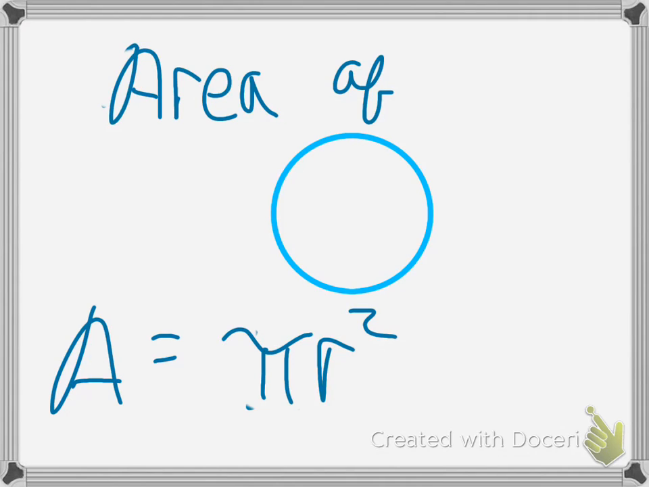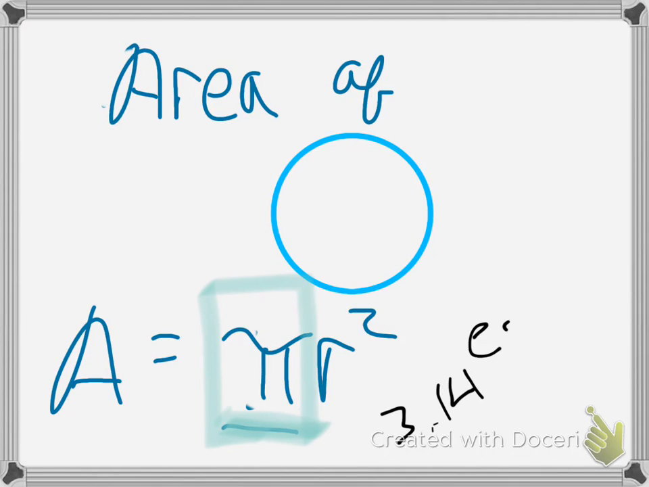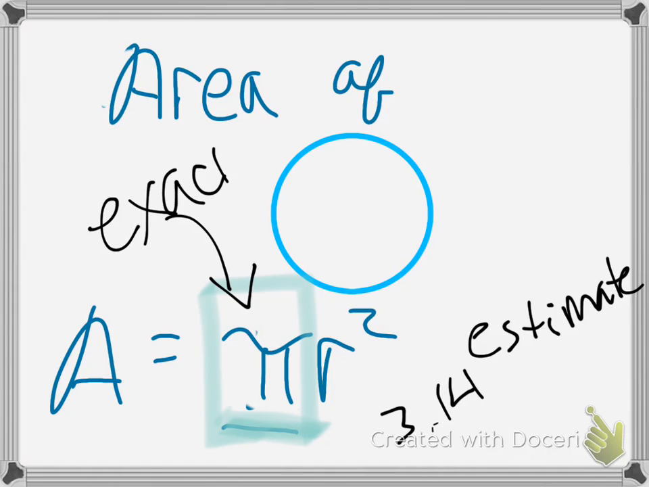And we can express the exact area of a circle by using the term pi here. If we use 3.14 in the place of pi, then it's an estimate. Pi is exact, okay? So if you leave it in terms of pi, you have an exact answer. If you use 3.14, you have an estimated answer.